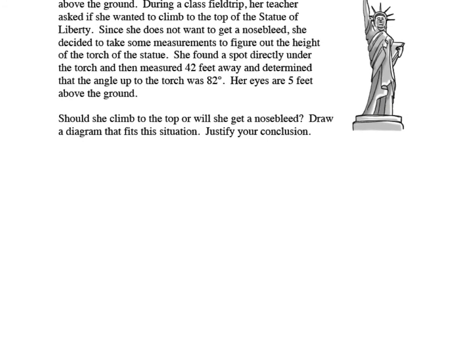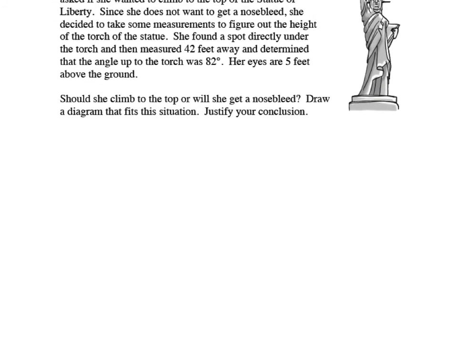So we need to draw a diagram for this. So in order to draw a diagram, I'm going to put the torch of the Statue of Liberty roughly right here, and I'm going to draw a triangle to represent my situation. So in order to do that, I'm going to create a triangle, and here's Lindy. She's standing somewhere like this, okay? And some of the information that we know is that this is an 82-degree angle. I know that that measurement is 82 degrees.